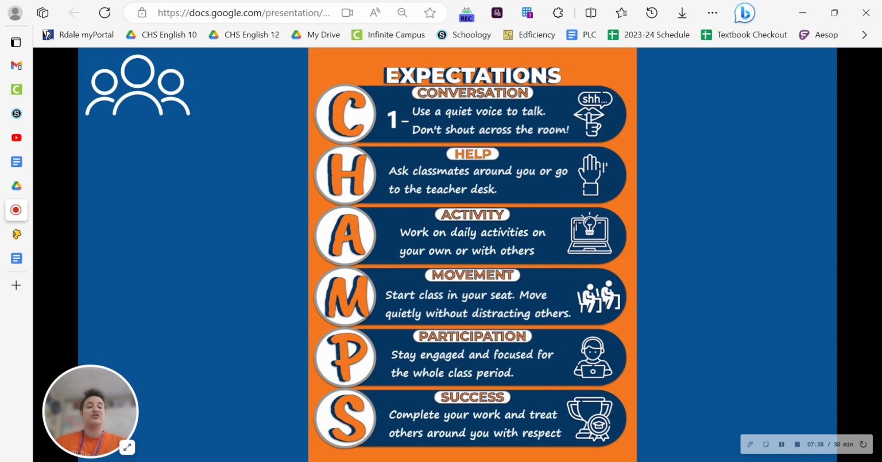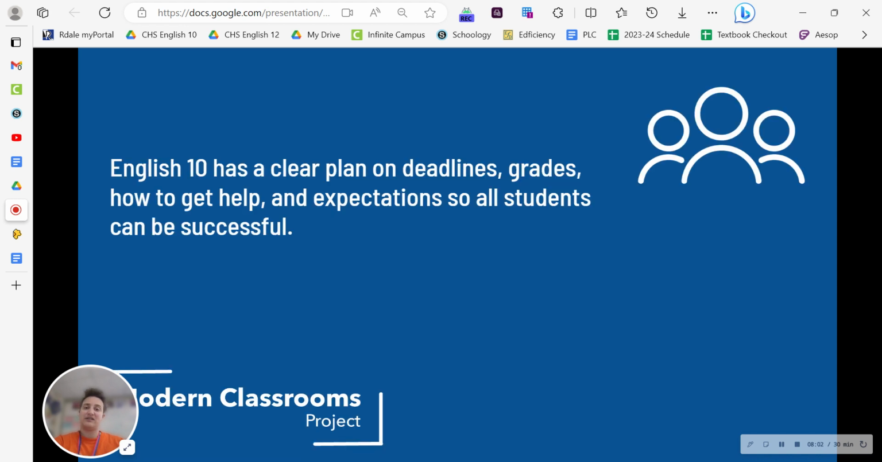For movement, you should start class in your seat, and later in class, if you have to move, either to do a mastery check, go to the bathroom, whatever it may be, please do so quietly without distracting others. For participation, stay engaged and focused for the whole class period. And finally, for success, complete your work and treat others around you with respect.